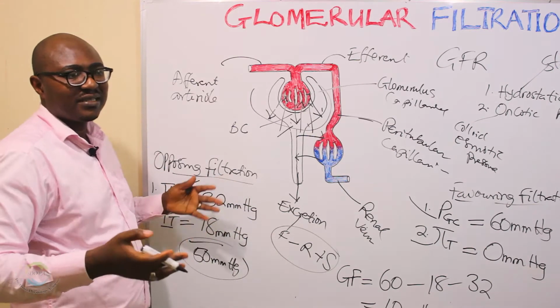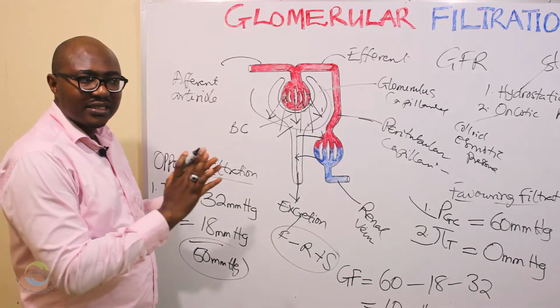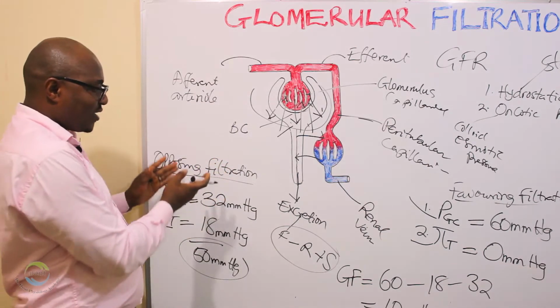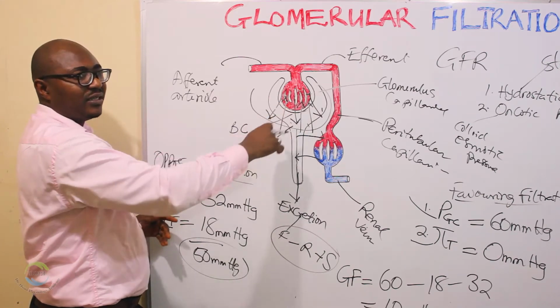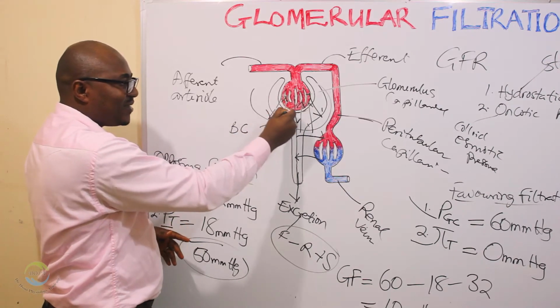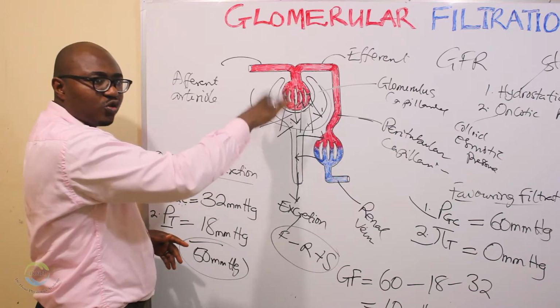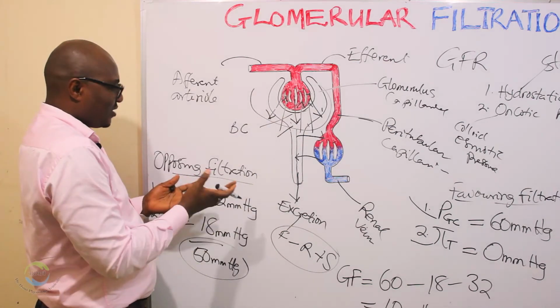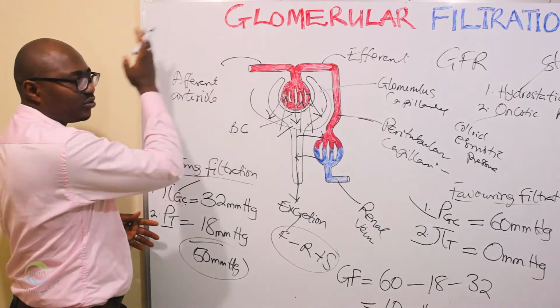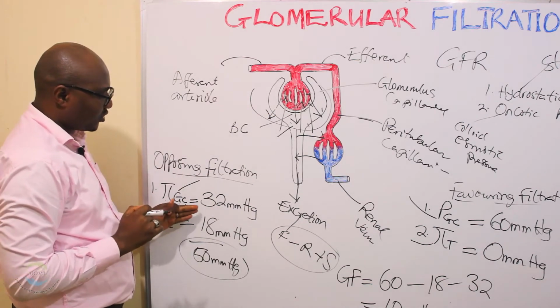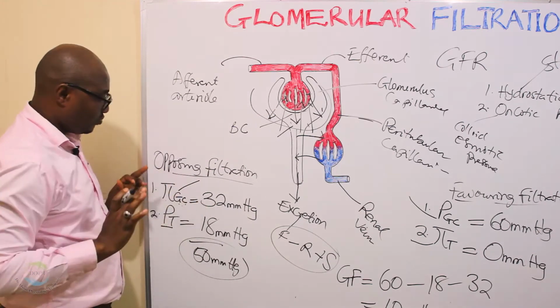In cases like, there's a disease known as nephrotic syndrome where you lose proteins. Because normally proteins are not supposed to be filtered. But then there's a problem. This place is now porous. So you lose a lot of proteins. So it favors filtration because there's nothing to oppose filtration as much as it should.